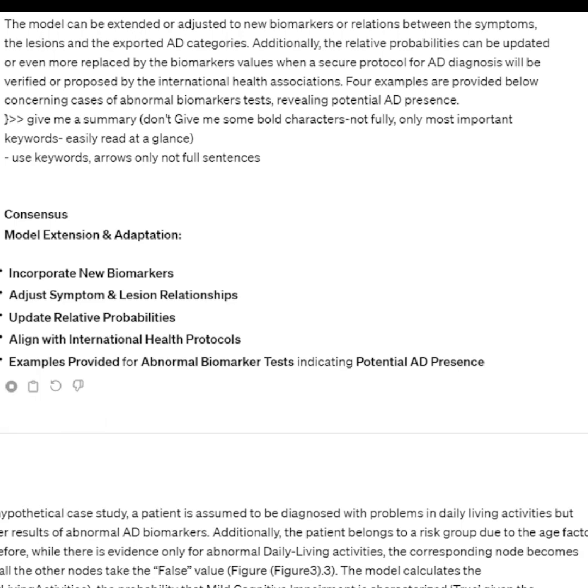Model extension and adaptation: incorporate new biomarkers, adjust symptom and lesion relationships, update relative probabilities, and align with international health protocols. Examples are provided of abnormal biomarker tests indicating potential AD presence.